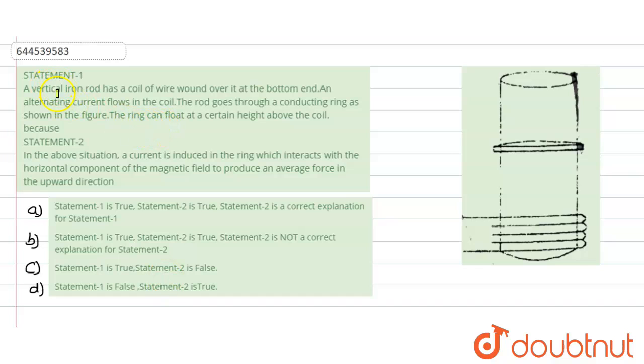Hello everyone, let us start with our question. There are two statements given in the problem, and we need to check whether the statements are true, and if true, whether statement 2 is correctly explaining statement 1.